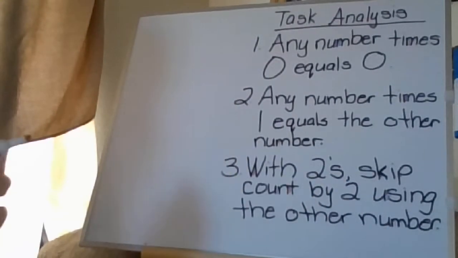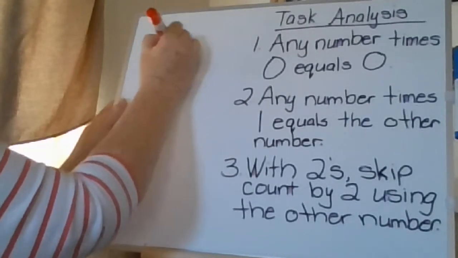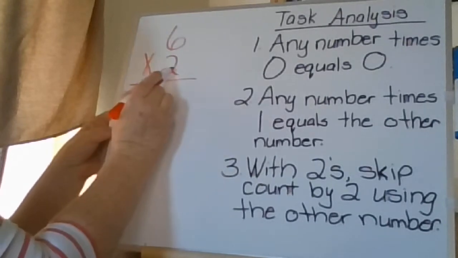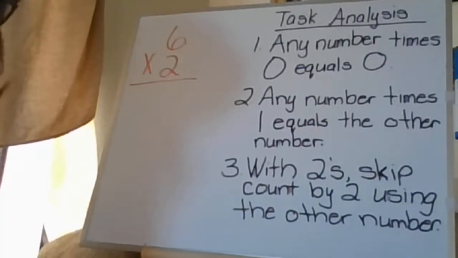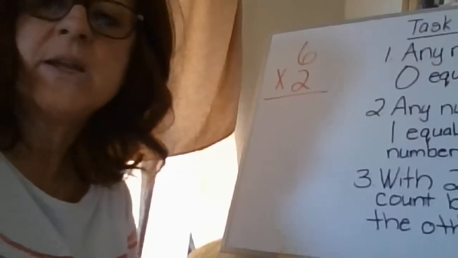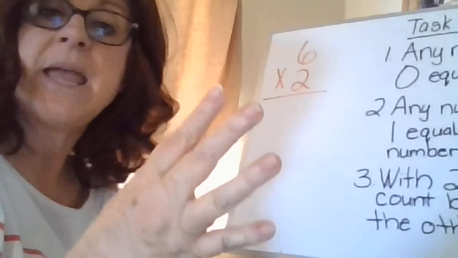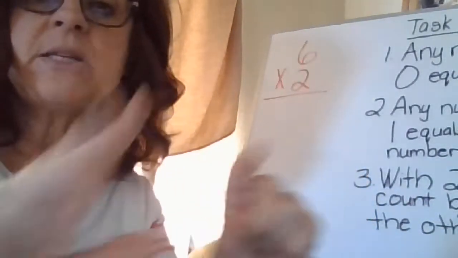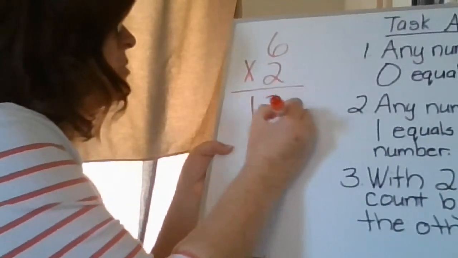I want to do a couple more using 2s. If I have 6 times 2, I know I'm going to skip count by 2s because I have a 2 in my problem. How many times will I do it? I'll do it 6 times. That's right. So get your fingers. Here we go. 2, 4, 6, 8, 10, 12. I've skip counted by 2 6 times, so my answer here is going to be 12.